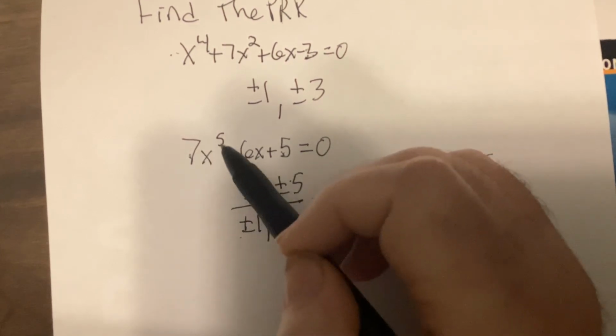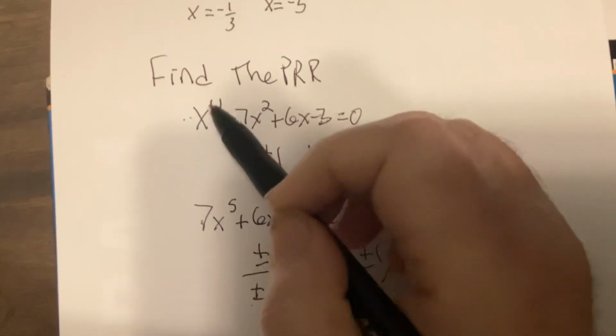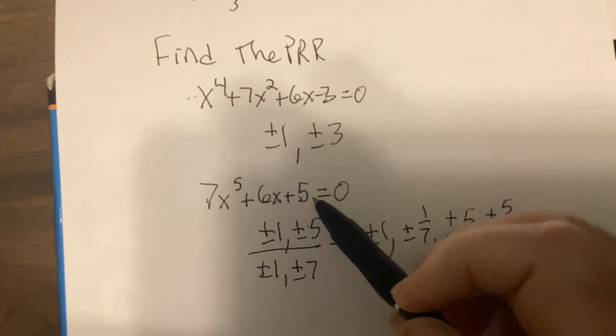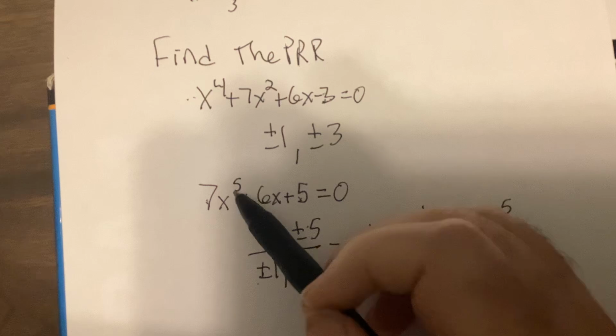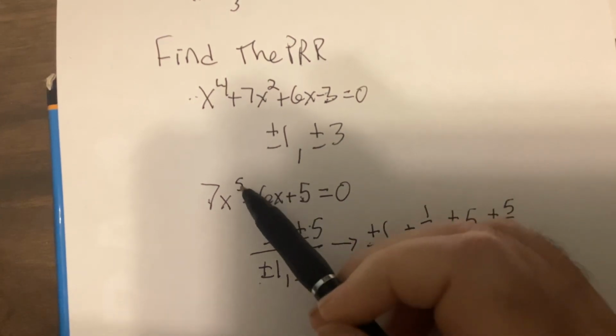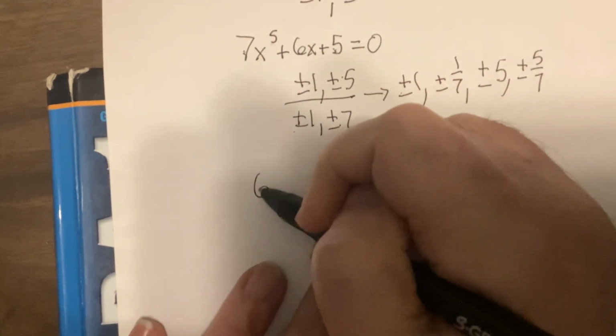Now I know there's only 5 answers for this, and there's only 4 for this. Also remember, imaginary answers have to come in pairs. So I could not have 5 imaginary answers. At most, I could only have 4. So let's look at this one.